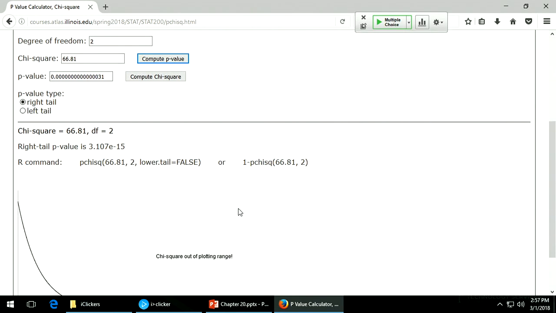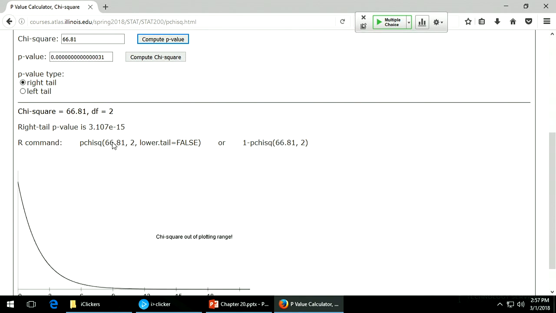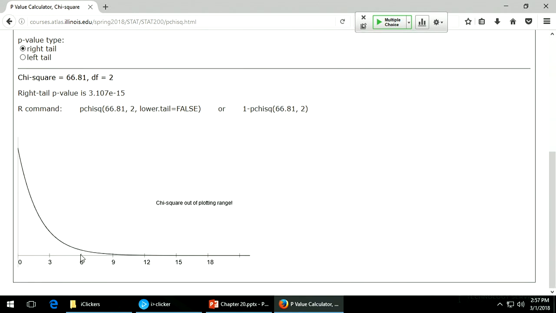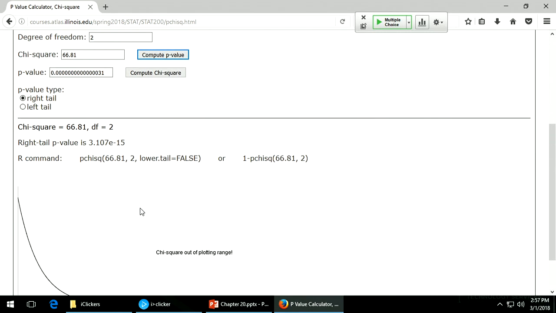Oh my goodness, look at that. I told you. It's really, really, really small. Chi-squared is out of the plotting range. That's what it is. How many zeros is that? 1, 2, 3, 4, 5, 6, 7. Okay, we can write it down. Let's write it down, just for fun.